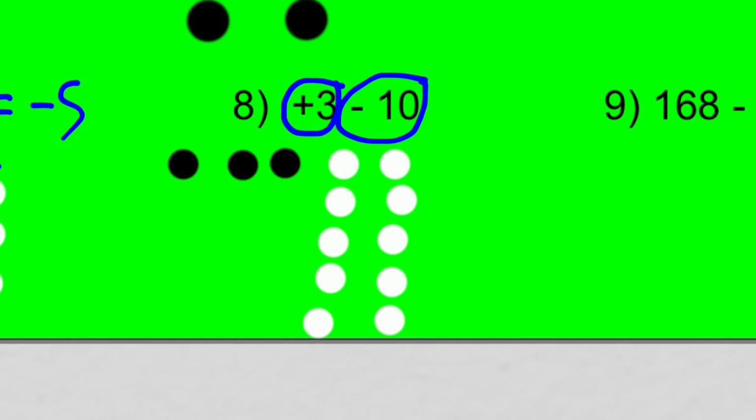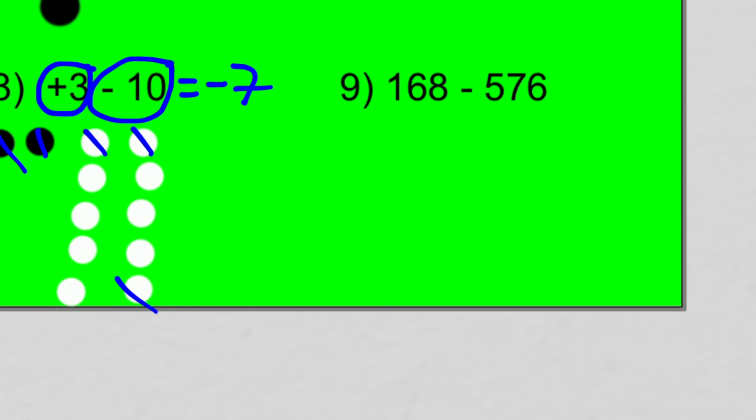How many zero pairs can I make? I can make this guy and this guy cancel, this guy and this guy. And it doesn't matter which ones you cancel, just as long as you're canceling a black and a white. I can say this guy and this guy cancel. And I'm left with 1, 2, 3, 4, 5, 6, 7 whites, which means my answer is negative 7. So this time, since I subtracted them, and since I had more negatives, the answer was negative.